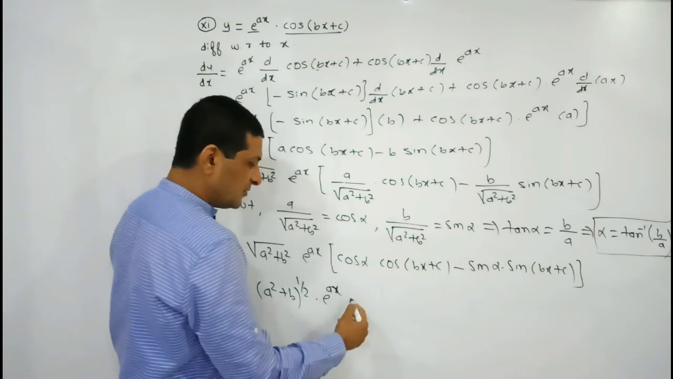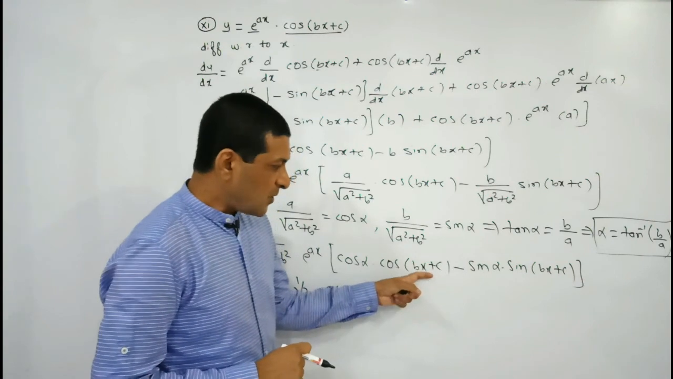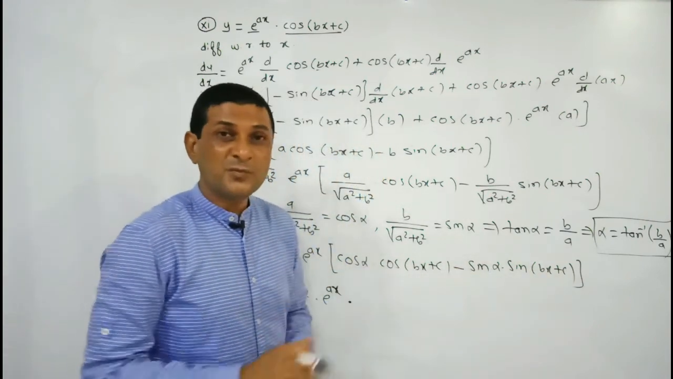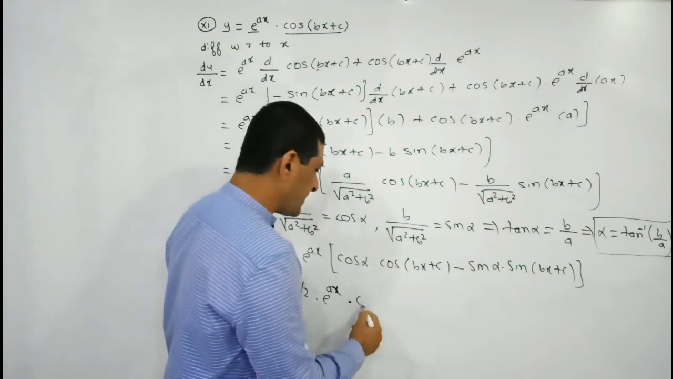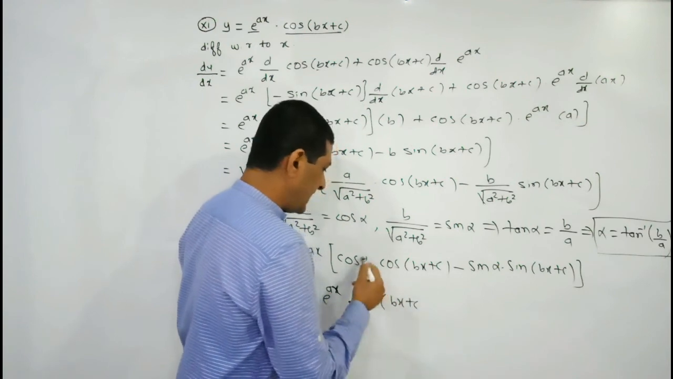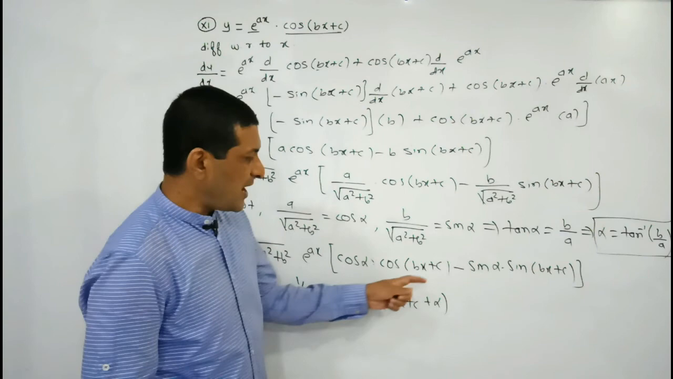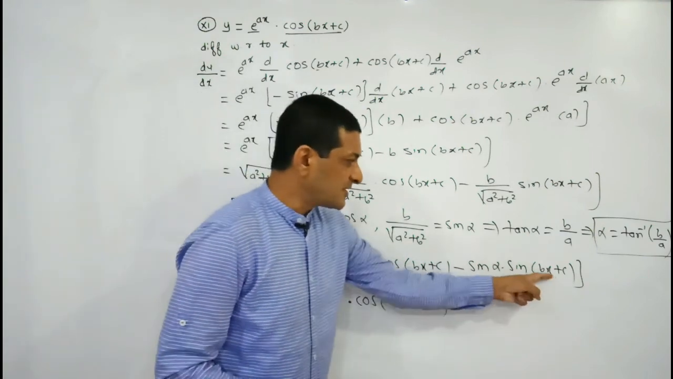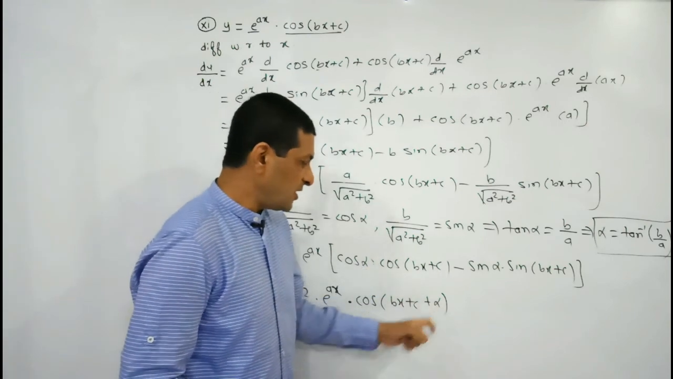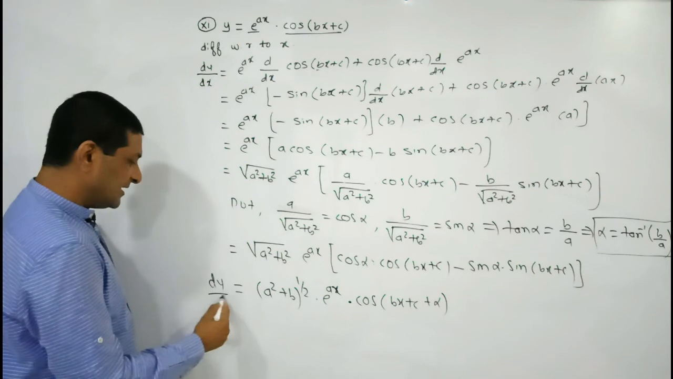Now we can observe that this expression is in the form of, consider this as cos A into cos B minus sin A into sin B. Cos A into cos B minus sin A into sin B is nothing but value of what? Cos A plus B. A is bx plus c, and here B is what? Alpha. Means here which formula we have applied? Cos A into cos B minus sin A into sin B will be equal to cos A plus B, A means bx plus c and B means what? Alpha. In this way we have got the value of dy by dx.